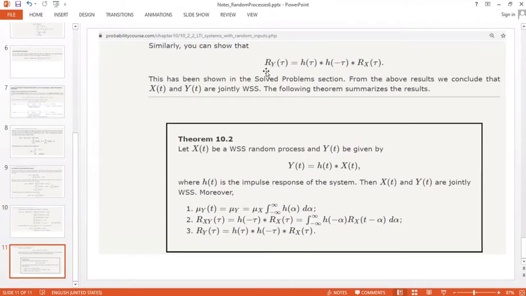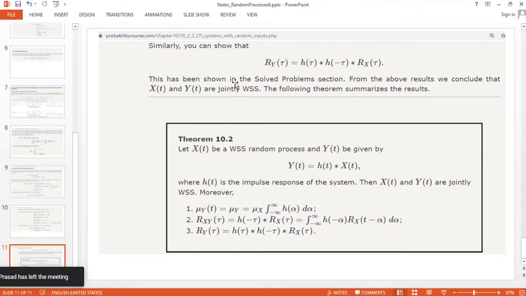Similarly, you have to calculate this Ry. So if you remember what Ry is, the autocorrelation function Ry(t1 minus t2), you have to use the expectation of y(t1) into y(t2), and then you solve all these integrations, and in the end you will arrive at this result: h(tau) convolution h(minus tau) convolution Rx(tau).